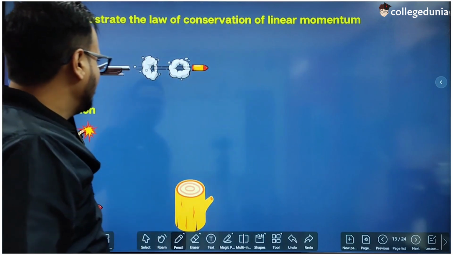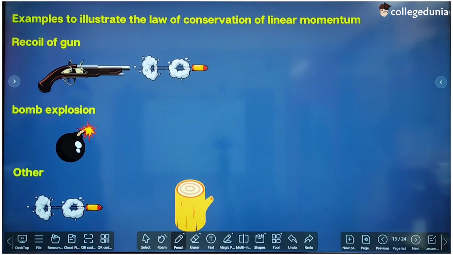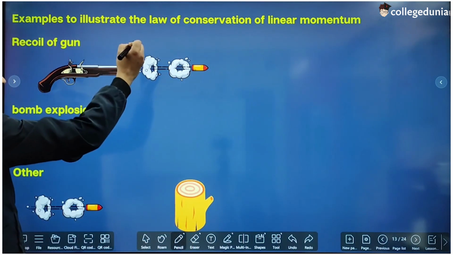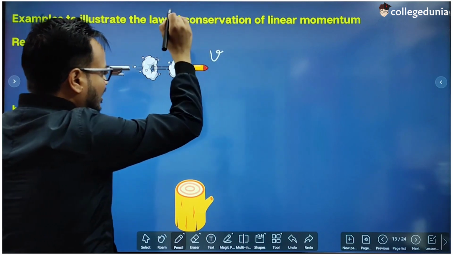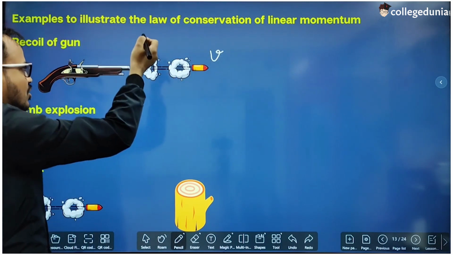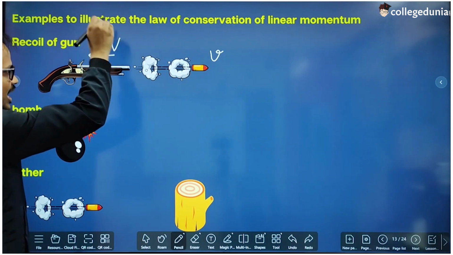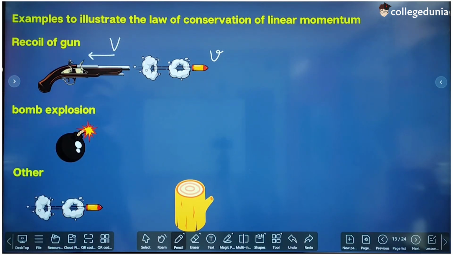So there are a few important concepts based on the law of conservation of linear momentum. This was in class 9th also. Recoil of a gun. When we fire a bullet from a gun and suppose this bullet leaves the gun with velocity v, we all know that there is a recoil in the gun, and suppose that recoil velocity is V.